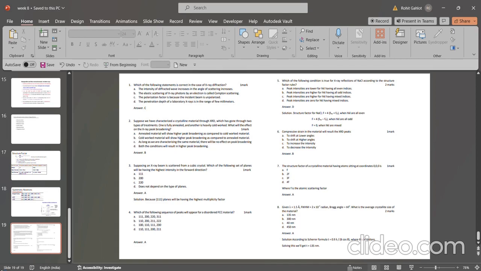Okay, which of the following conditions is true for X-ray diffraction of NaCl according to the structure? The answer is D, that the peak intensity is 0 for HKL having mixed indices, because it will be the subtraction of one Na and then Cl. Then the solution: the structure factor of NaCl is 4 times (FNa plus FCl) where the HKL are all even. And similarly, F is 4 times (FNa minus FCl) where the HKL are all odd, and F is 0 where HKL are mixed.